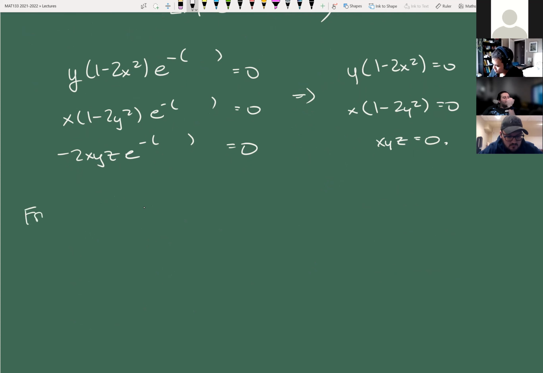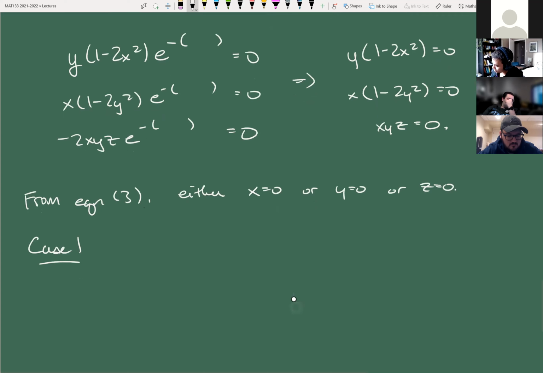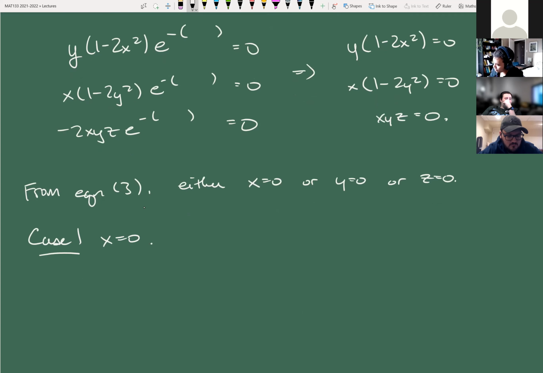So from equation 3, either x equals 0 or y equals 0 or z equals 0, right? And again, multiple could be 0, but at least one of these has to be 0. So now we can do cases. If we do case 1, let's say x is equal to 0 here. So equation 3 is satisfied.